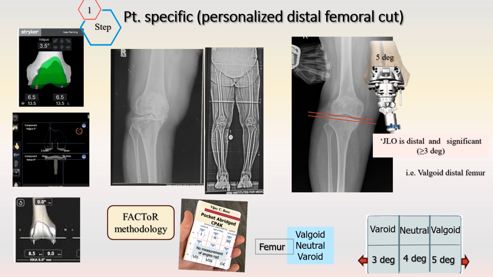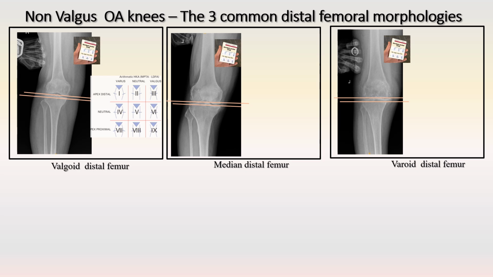So it's as simple as that. So we incorporate the patient's native anatomy into what we are going to do. We know that the CPAK matrix has 9 boxes. From a very practical perspective, it's useful to divide them into 3 boxes of valgus knees and 6 boxes of non-valgus OA knees. Amongst the non-valgus OA knees, there are 3 common distal femoral morphologies, which are the valgoid distal femur, the median distal femur, and the varoid distal femur.